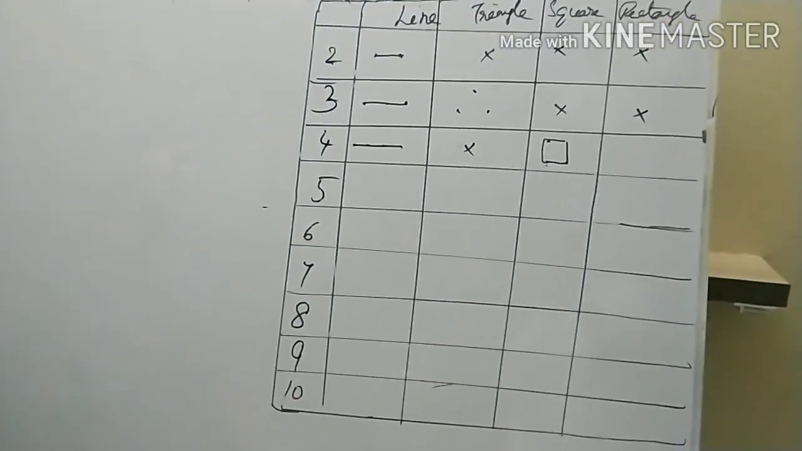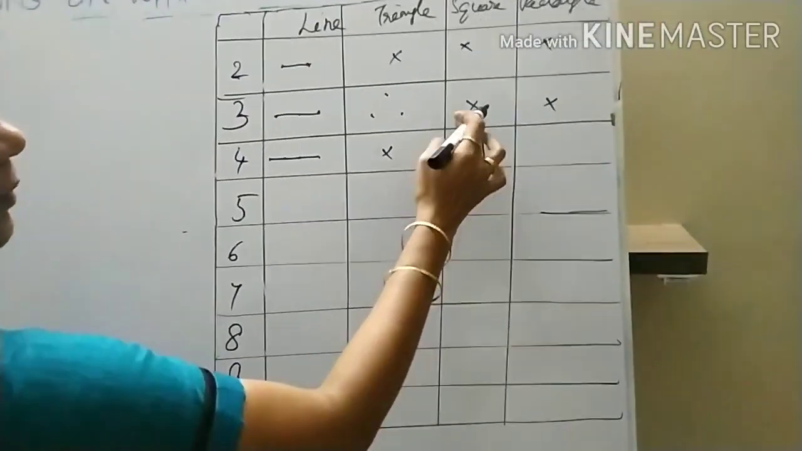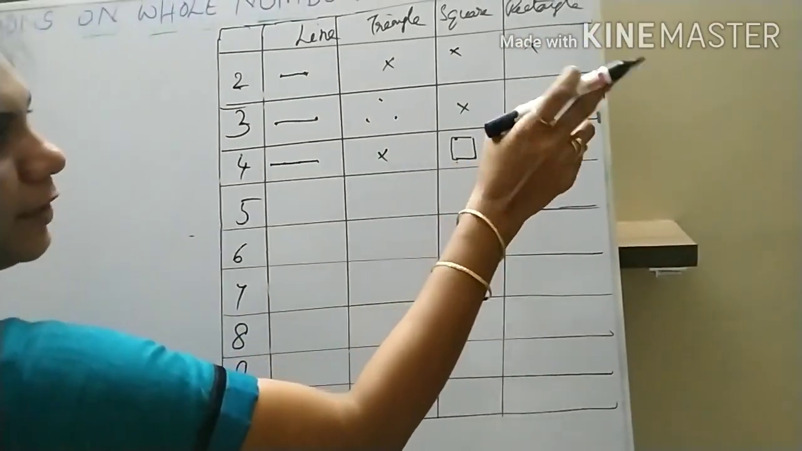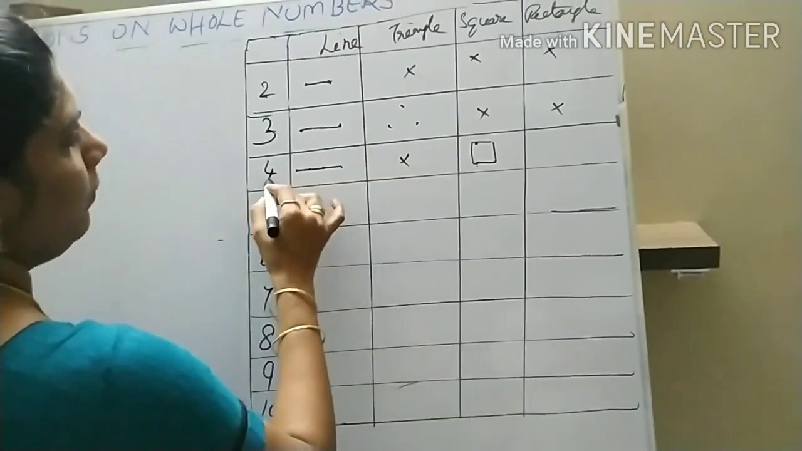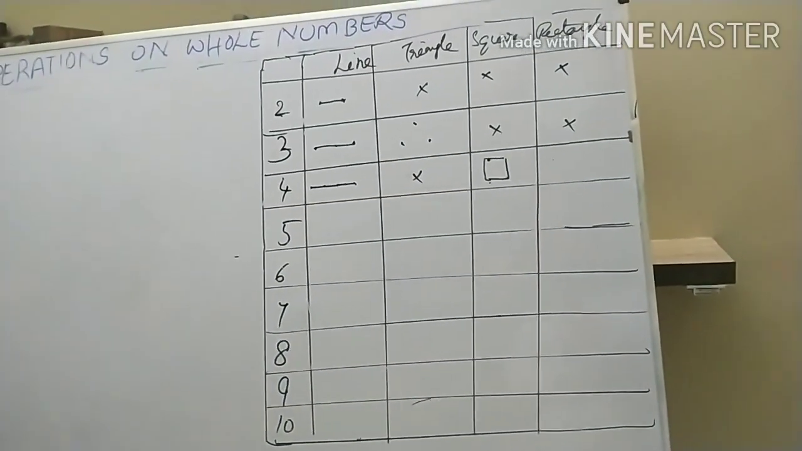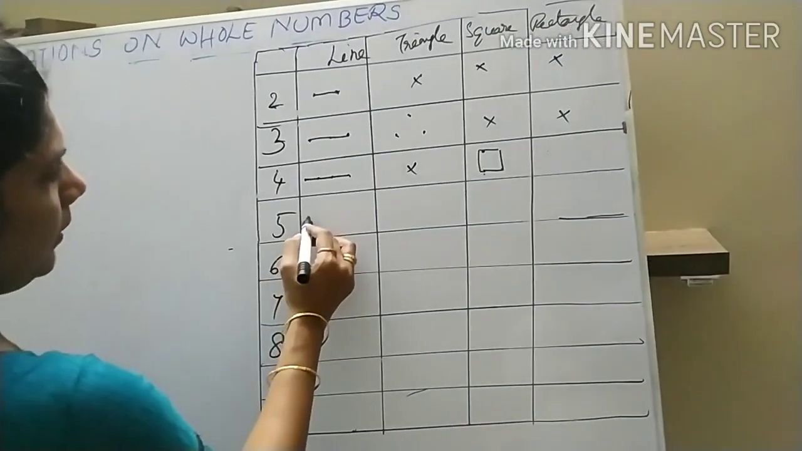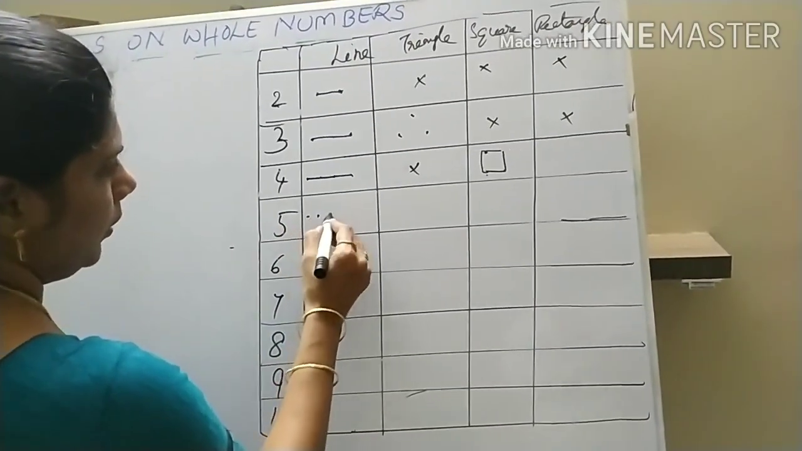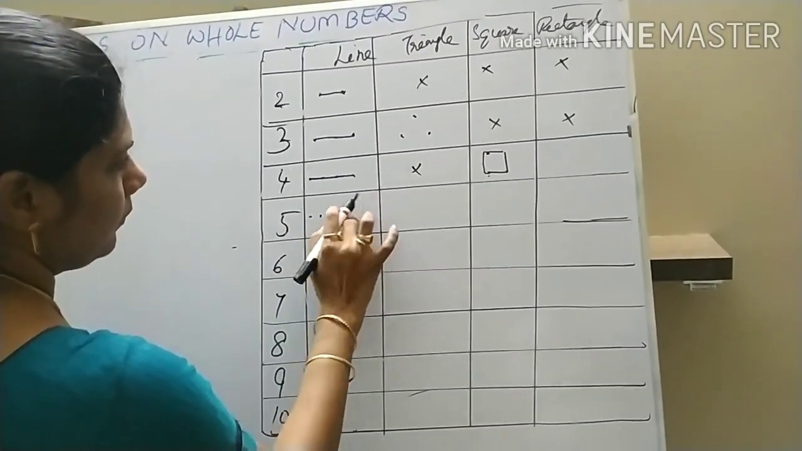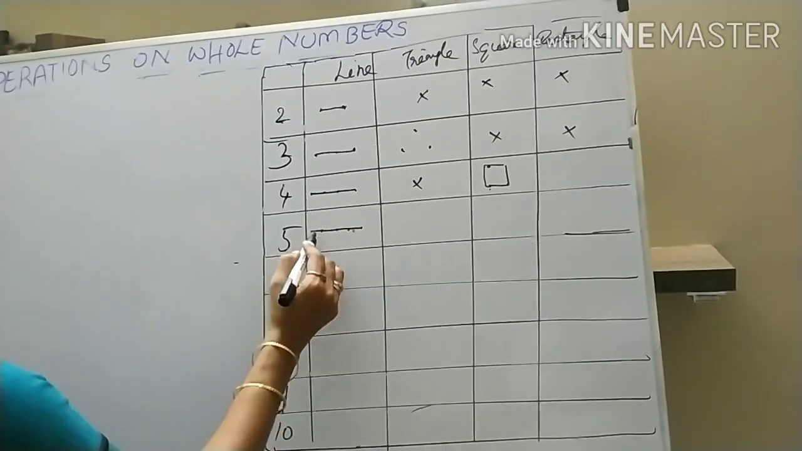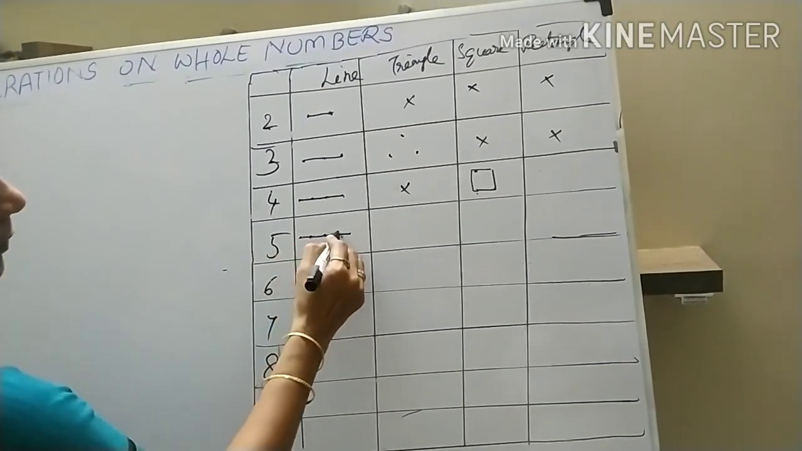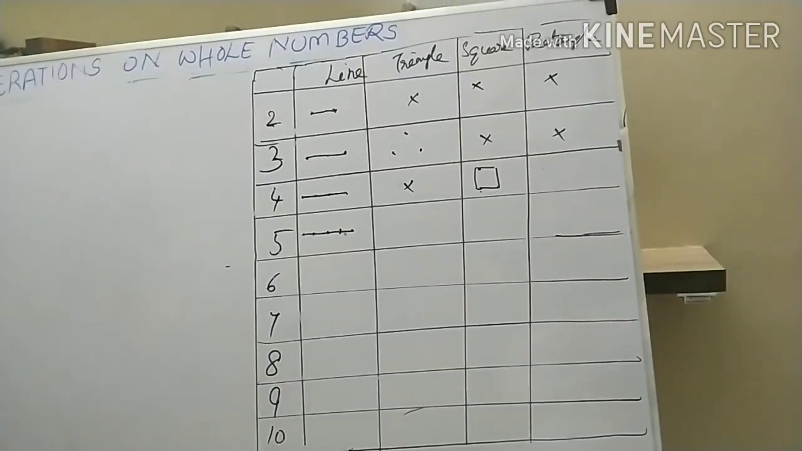Square means you will get length and breadth the same. In a rectangle, length and breadth are not the same. So for that purpose you can't form that rectangle with 4 numbers. Now see 5 numbers. 1, 2, 3, 4, 5. So with these 5 dots, I can make a line here.